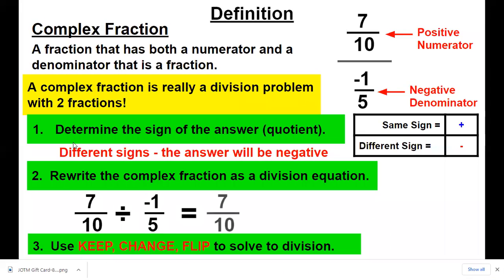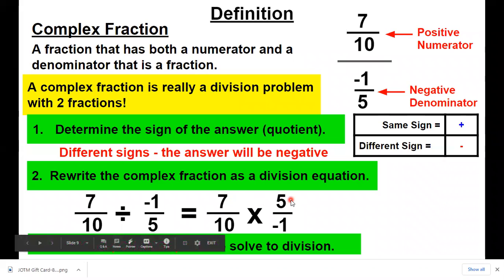So let's see how that works. 7/10 stays the same. Keep, change division to multiplication, change, and then flip. That becomes -5 or 5 over -1. Doesn't matter where the negative sign is put. And now we just multiply across the top. So we're going to be multiplying 7 times 5, and then we're going to multiply across the bottom 10 times -1.